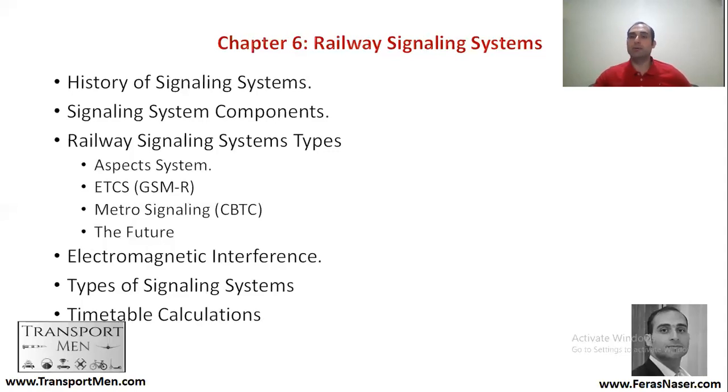We'll talk a little bit about electromagnetic interference, that sometimes you have this signal propagation and you have problems with trains communicating with the signaling system, and this can be called electromagnetic interference. We'll talk about how you can overcome this and how you can achieve electromagnetic compatibility.